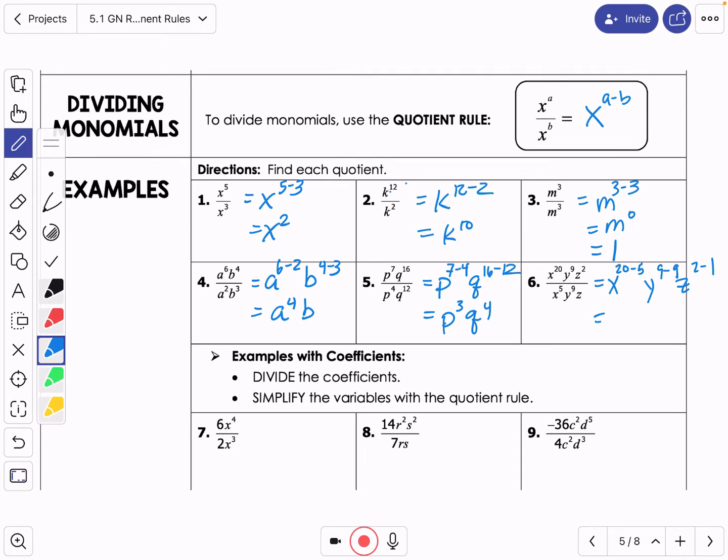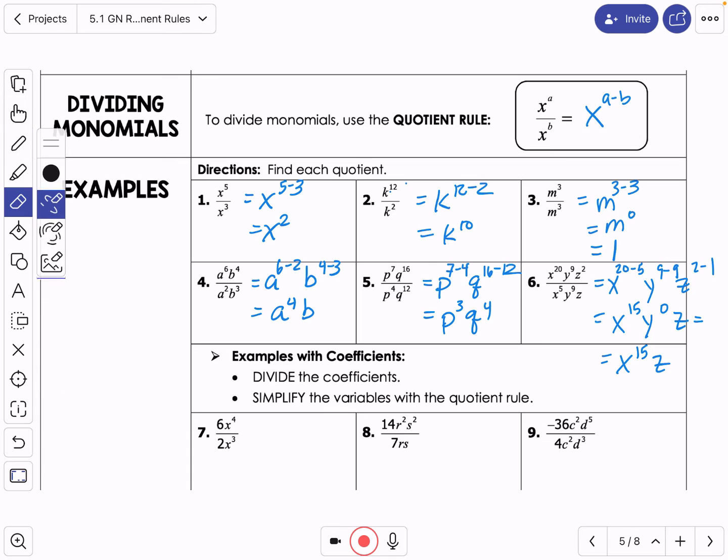So simplifying this, we end up with x to the 15th times y to the 0 times z, now raised to the 1, and y to the 0 is 1, so I can really write this as x to the 15th times z. As you might imagine, when we do have coefficients in front of them, we just divide them first.